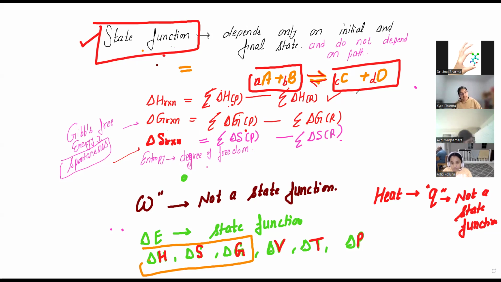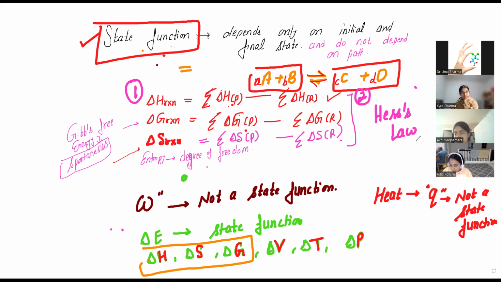So I can use this equation on delta H, delta G, delta S, and I can use Hess's law also on them. First, these equations. Second, Hess's law. Because these two properties are governed by the state function character of these thermodynamic quantities. So, ready to understand Hess's law as a state function? I'm going to clear it.